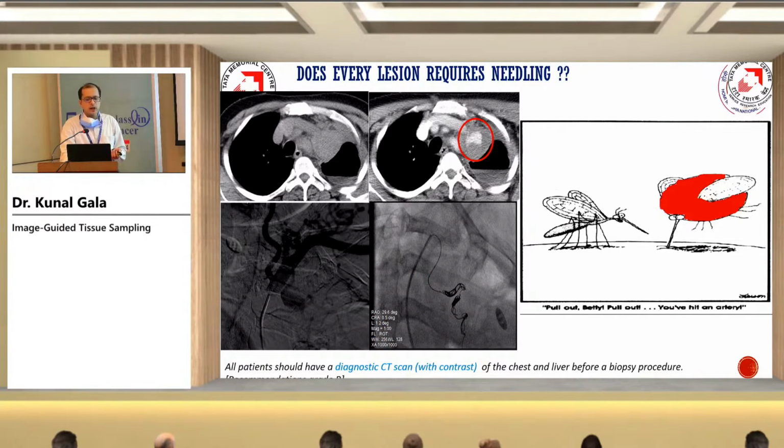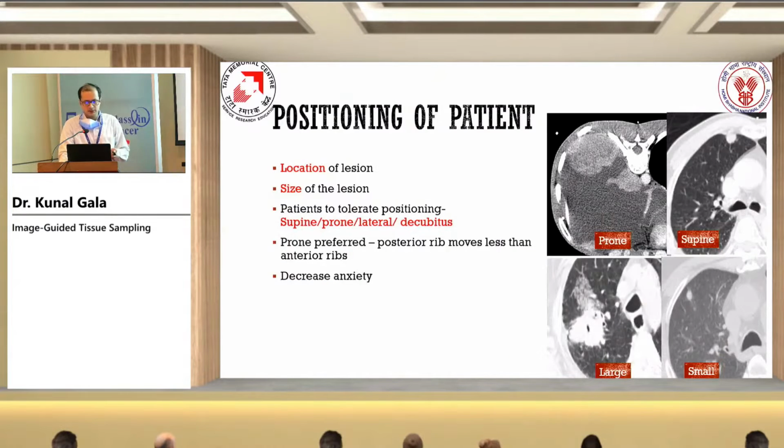And this was an angiogram which was done, and after going super selectively into the internal mammary artery and coiling that vessel, and thus stopping the bleeding, the patient was not having any mass.